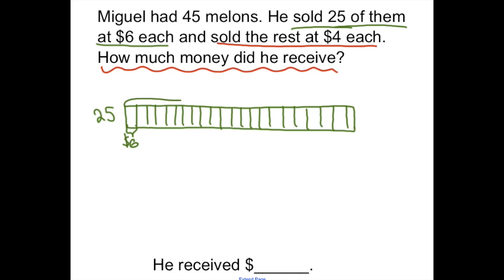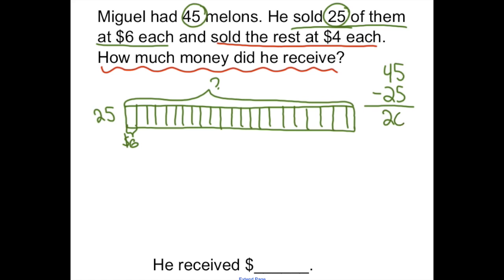And I'm going to need to find the total of that amount before I can find how much all 45 melons were. I'm also going to need to find how much he sold, how much the total of the rest of the melons were at $4 each. To find the rest of the melons, I have to do a little subtraction on the side. We know he had 45 melons in all. And we know that he sold 25 of them at $6. The rest were sold at $4.